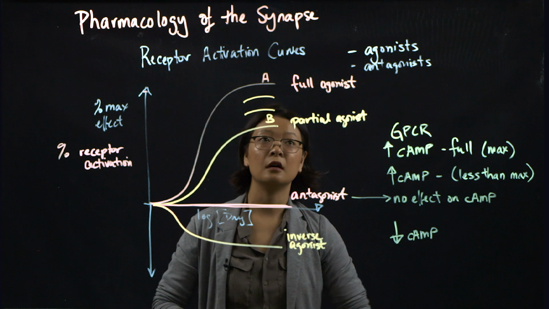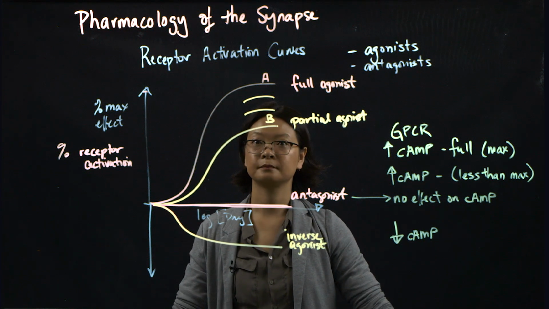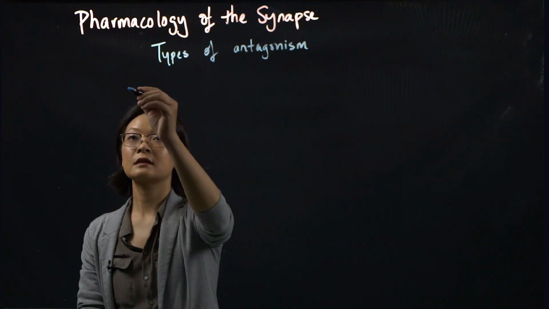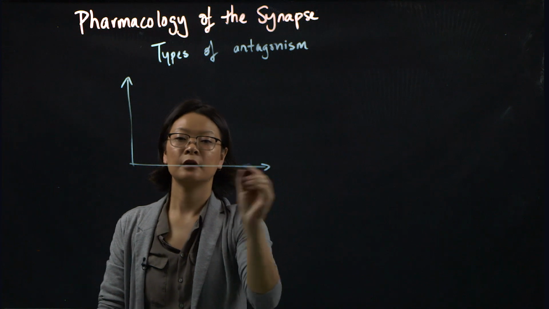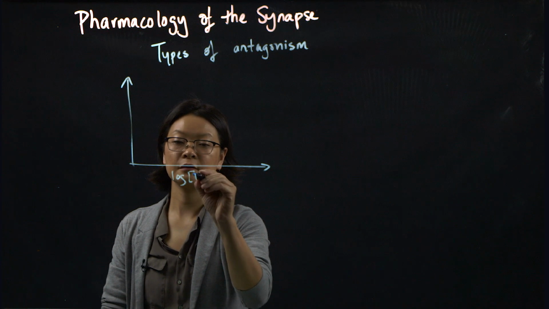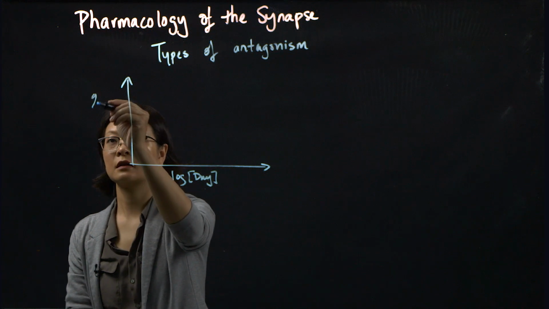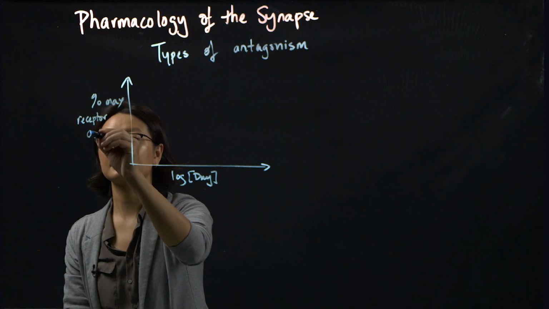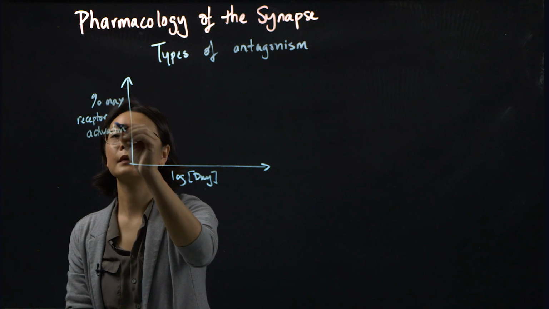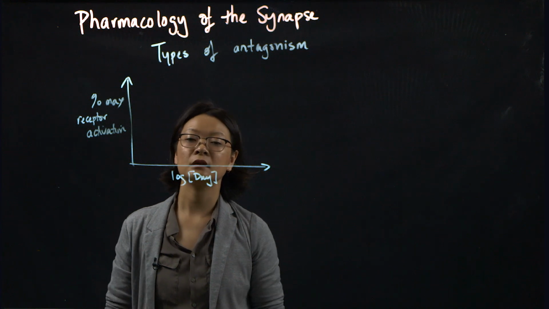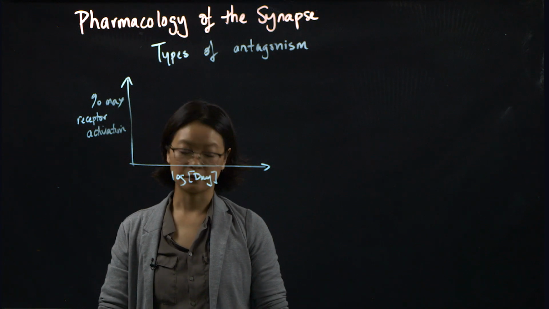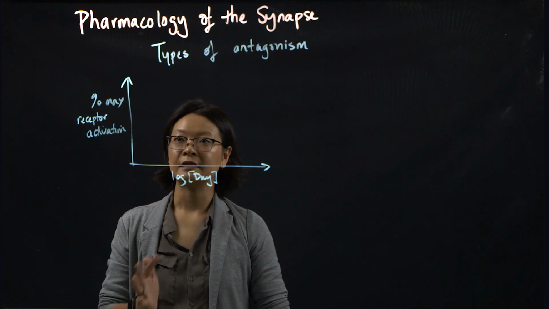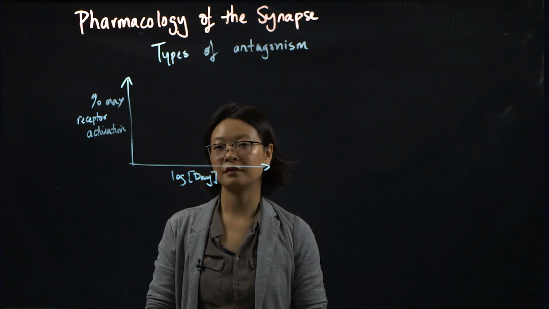So those are examples of agonists and antagonists. The last concept that we'll cover are types of antagonism. So previously I mentioned that if you have your dose response curve, and let's just call this maximum receptor activation, that you wouldn't actually see the effect of an antagonist on your receptor. So you can identify the type of antagonist by the way that the agonist curve reacts to the antagonist.